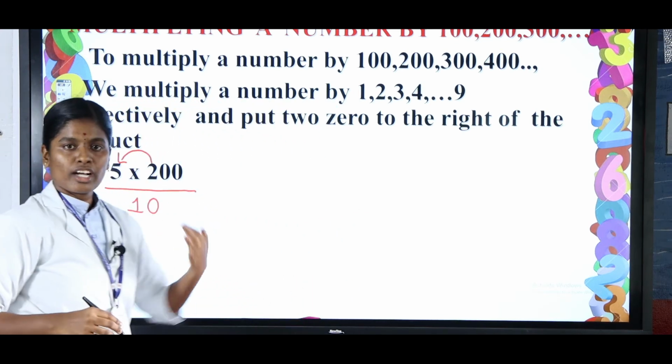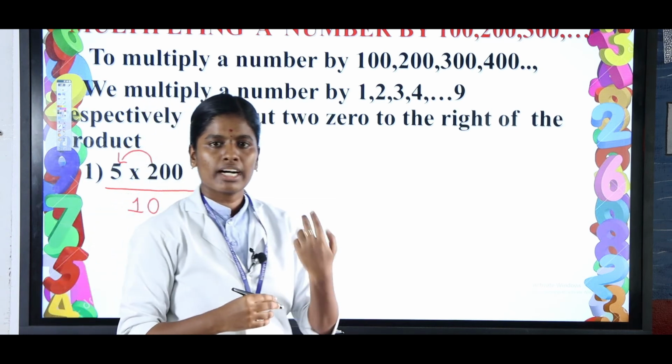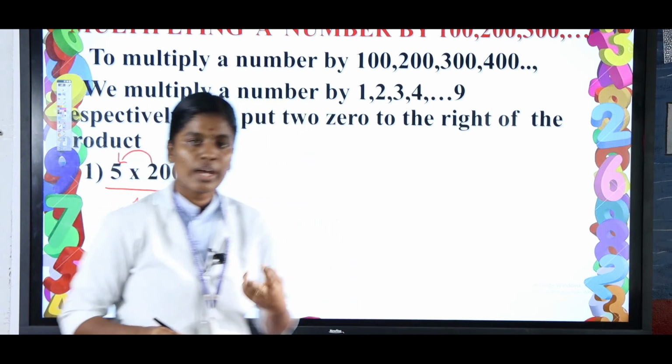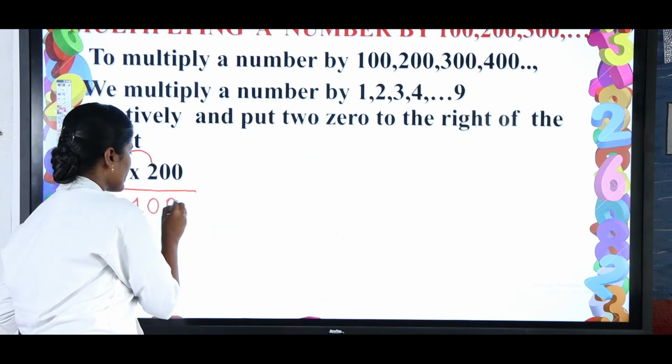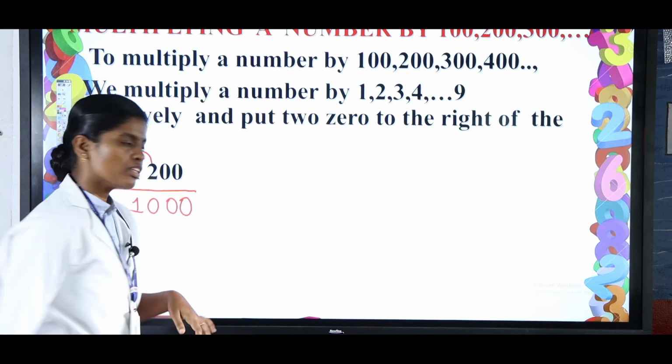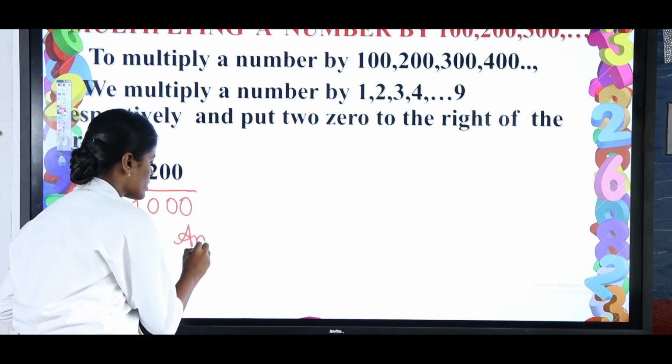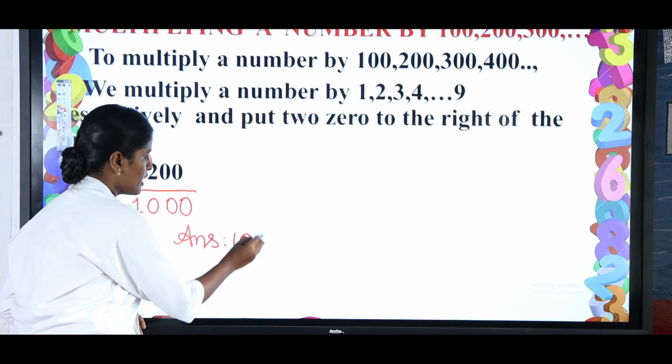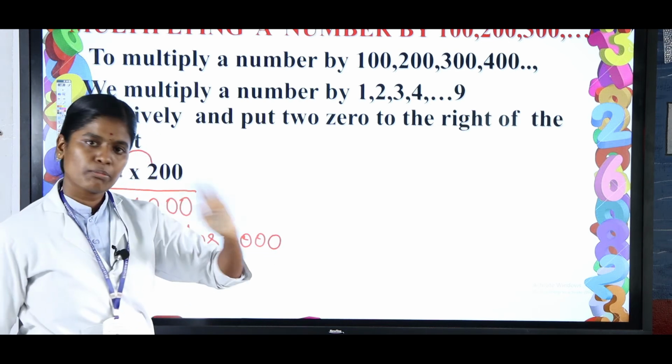And insert how many zeros? So multiply by 100 means we have 2 zeros. So insert 2 zeros to the right side of the product. So the final answer is 1000. Next we will see one more example.